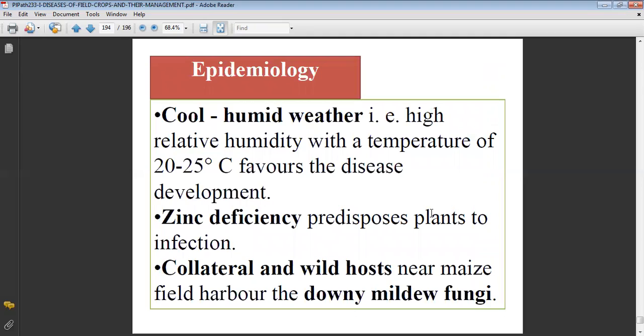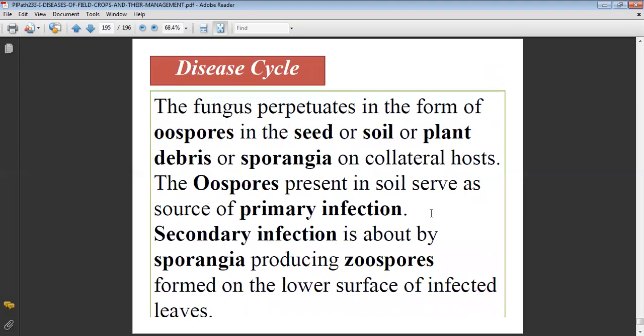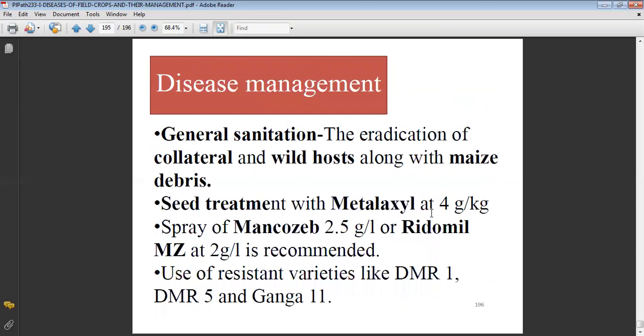Now the epidemiology of downy mildew: cool, humid weather and high temperature of 20 to 25 degrees. Zinc deficiency is a predisposing factor. Collateral hosts and wild hosts also harbor the downy mildew. In the disease cycle, oospores in the seed, soil or plant debris, and the oospores in the soil serve as primary infection, and secondary infection is by conidia which are formed on sporangiophores on the lower surface of the infected leaf.